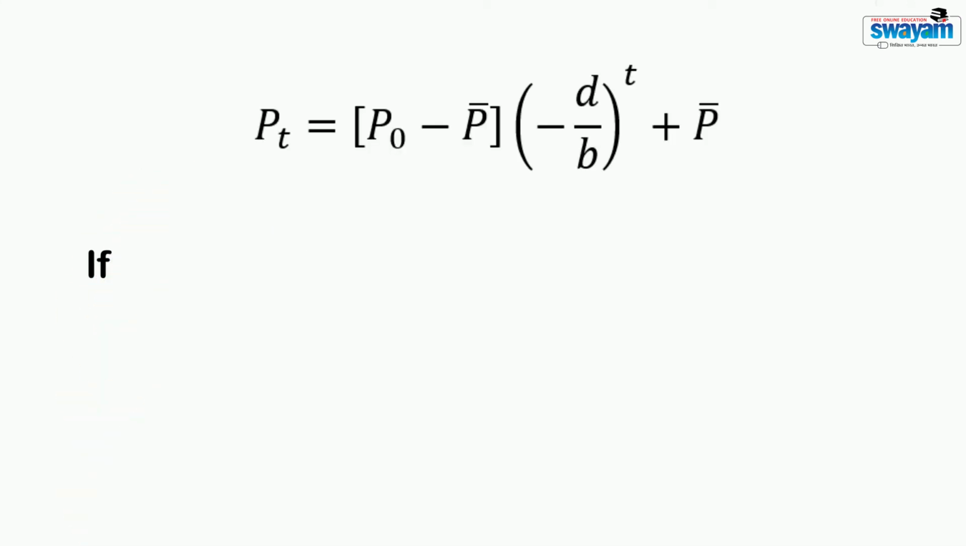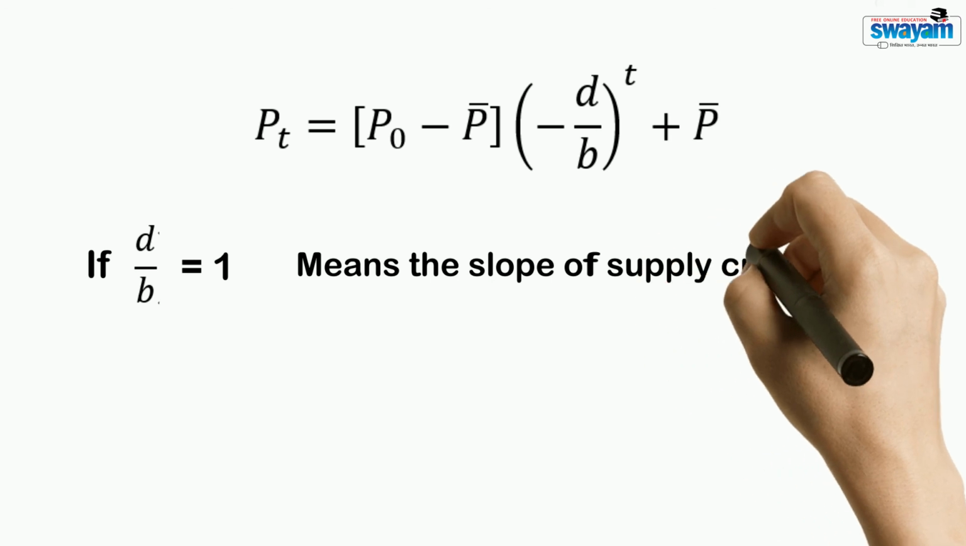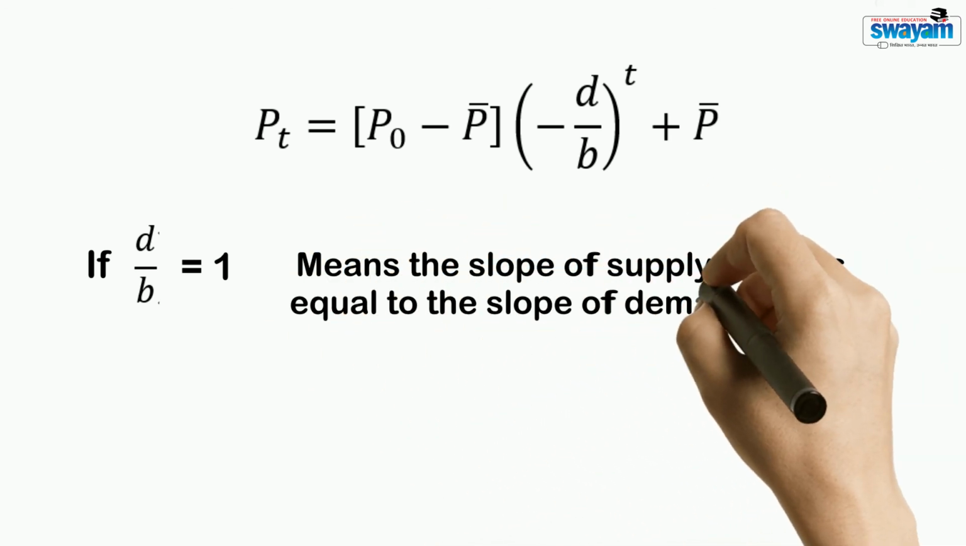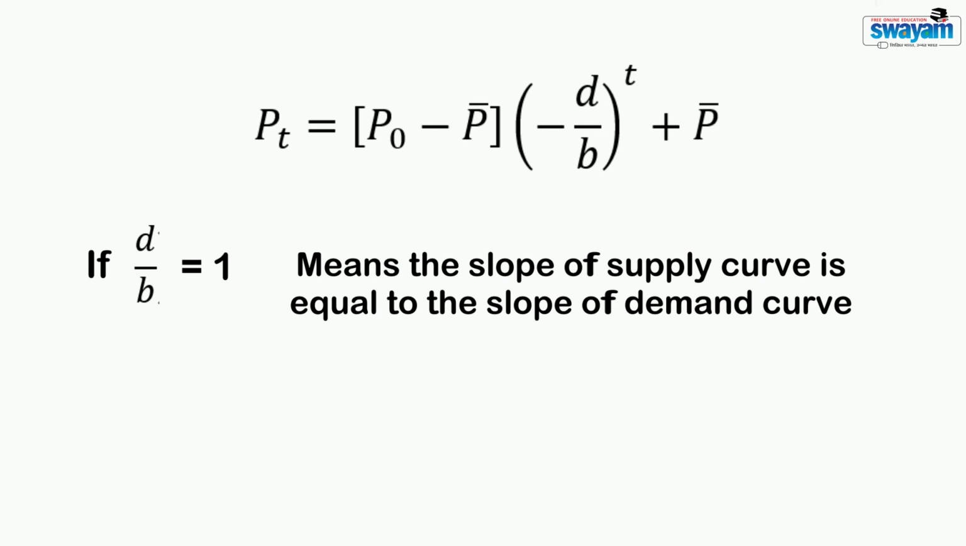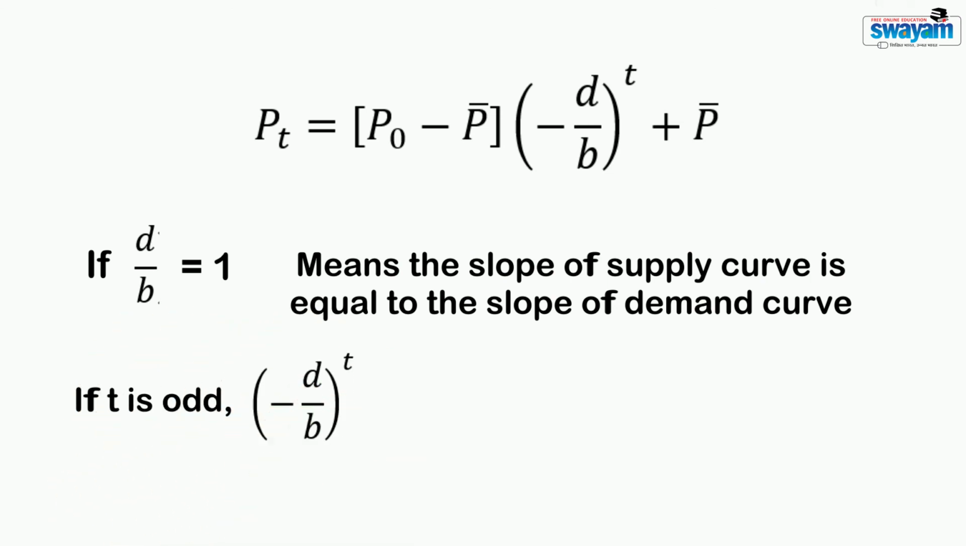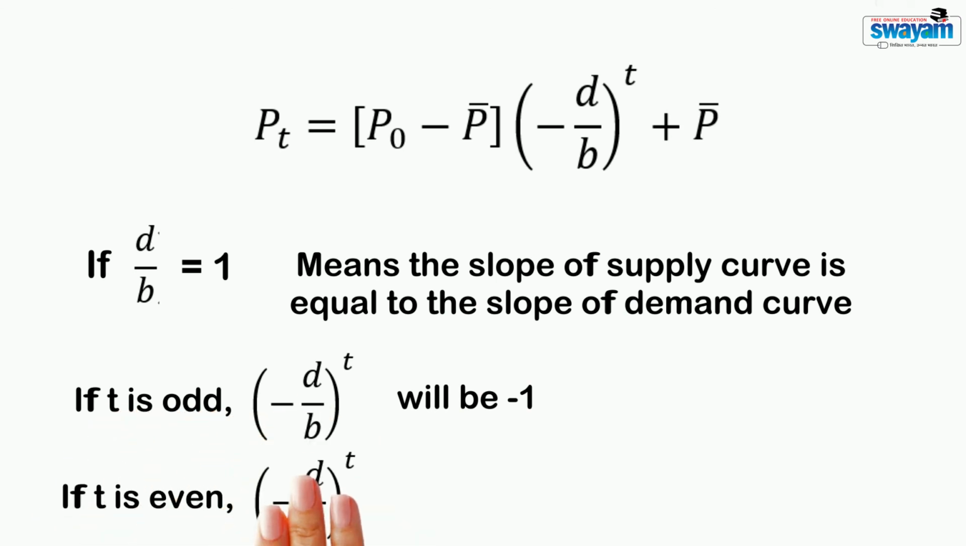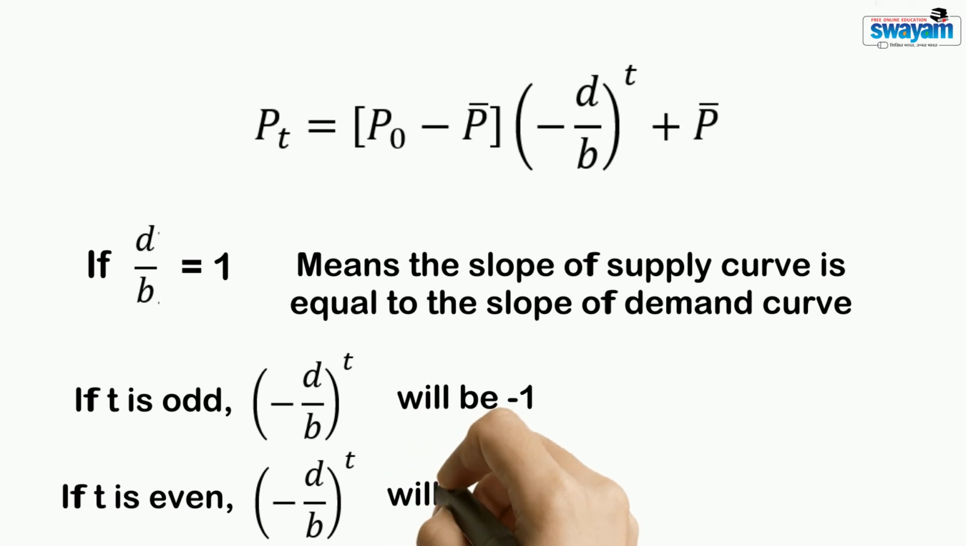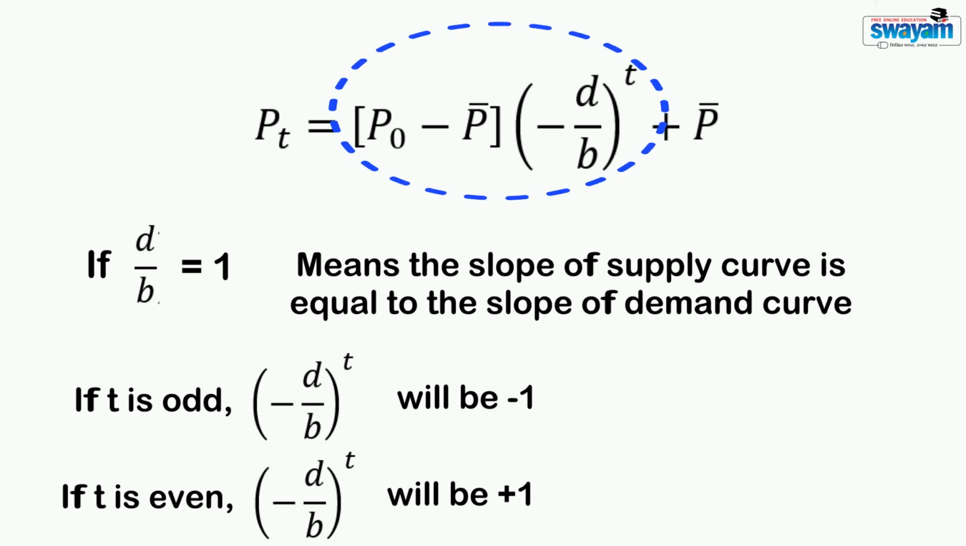If the ratio d by b is equal to 1, this means that the slope of the demand curve and the slope of the supply curve are equal. In this case, the ratio (minus d by b) whole to the power t will be positive or negative, depending on whether t is odd or even. If t is odd, this ratio will be minus 1, and if t is even, we have plus 1. So the expression will alternate between minus 1 and plus 1, and the time path will be a regular one.